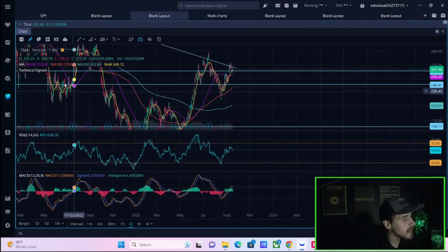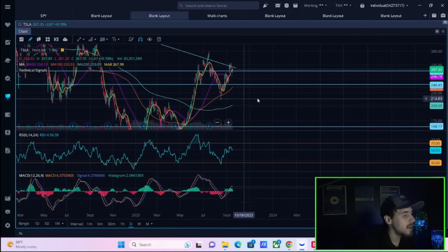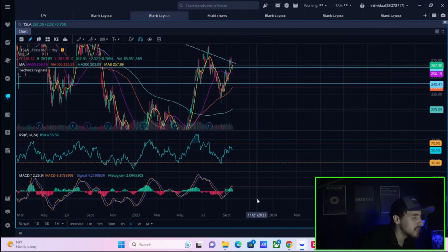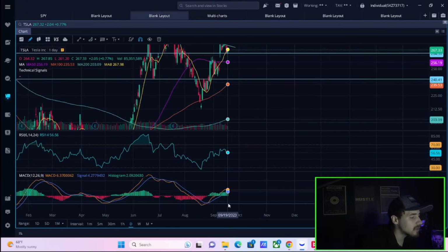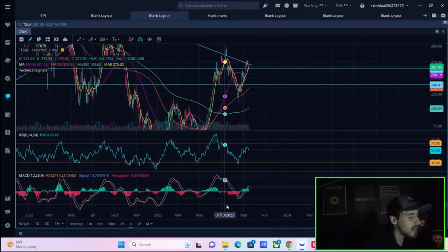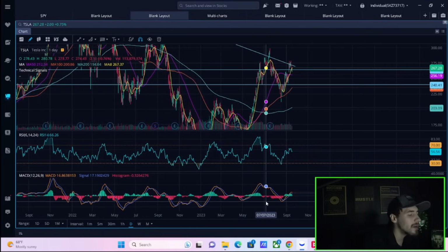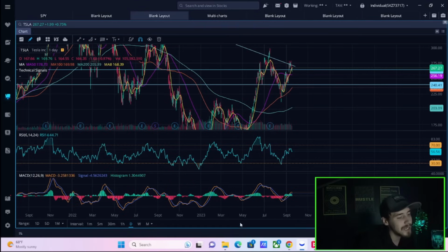Now, Tesla's stock at the time of recording this video is up $2.10, up 0.8% here on the day. If we take a look at Tesla on the technical basis, the MACD is one of the strongest technical factors that we have going for us. Like I've said in many videos before, when you are negative on the MACD and you go positive, you tend to go positive to about 17. You're positive 2 on the MACD.